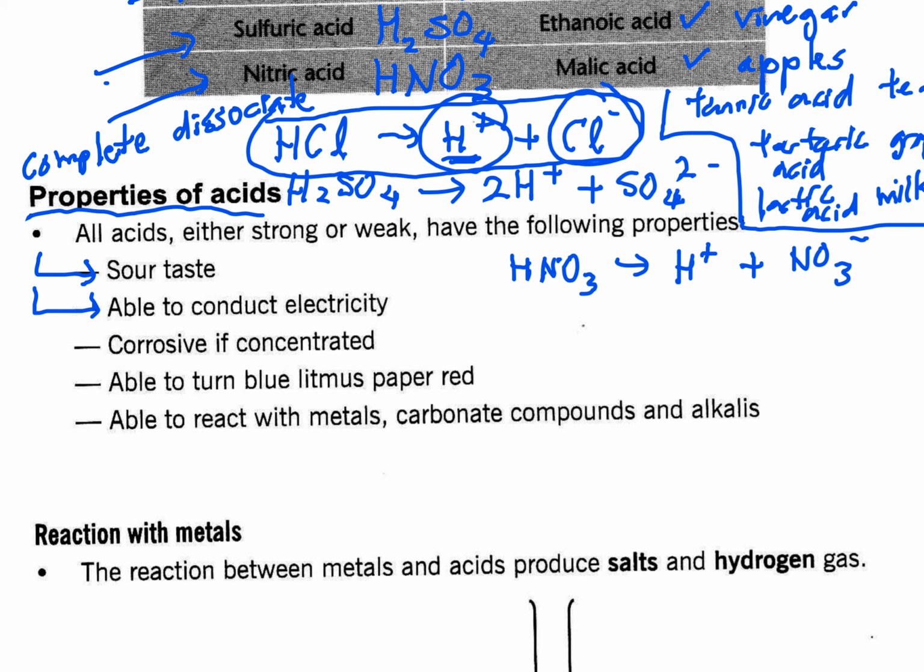So pure hydrogen chloride gas cannot conduct electricity. But when hydrogen chloride is bubbled into water and dissolved in water, the water will completely dissociate the hydrogen chloride into H+ and Cl- ions. Then it can conduct electricity. Concentrated acids are corrosive and burn your skin. Acids turn blue litmus paper red. Acids can react with metals, metal carbonates, and alkalis or bases.